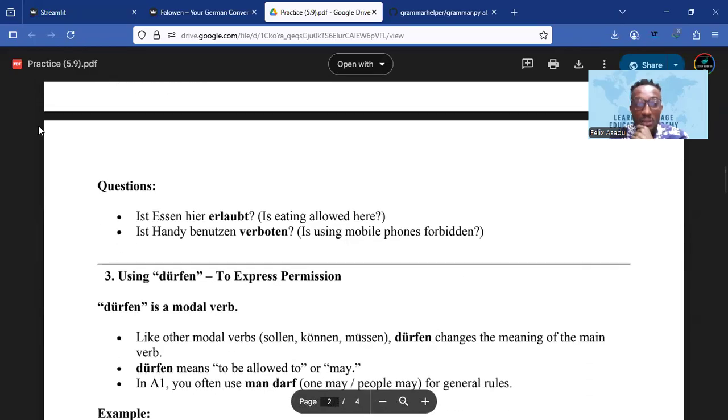And the question, we are going to start with a verb, right? That is the yes or no question. So ist Essen hier erlaubt? So we start with the verb and the subject. The subject is the S. So ist Essen hier erlaubt, or ist Handy benutzen verboten? That means is using phones forbidden, right?